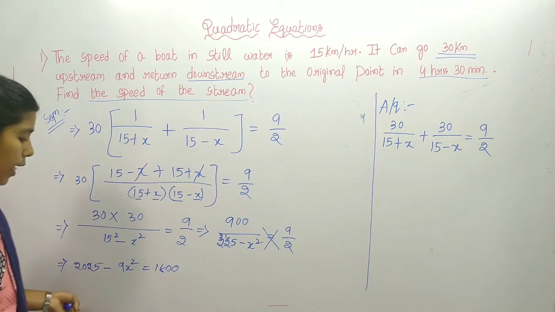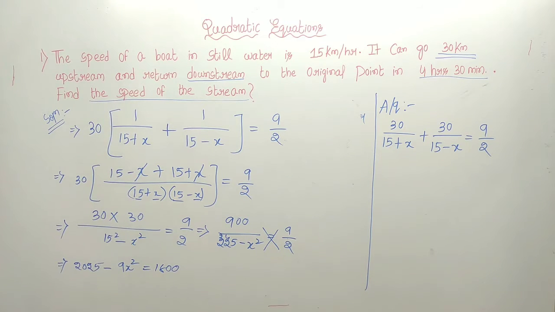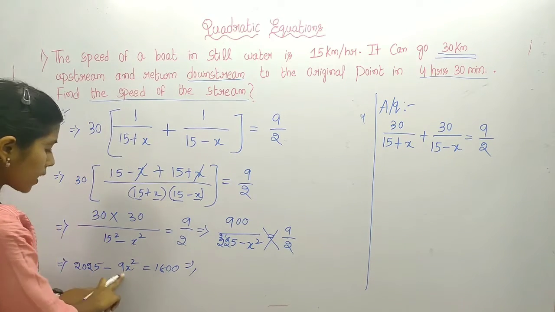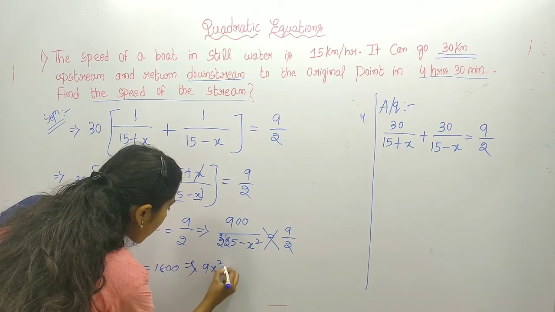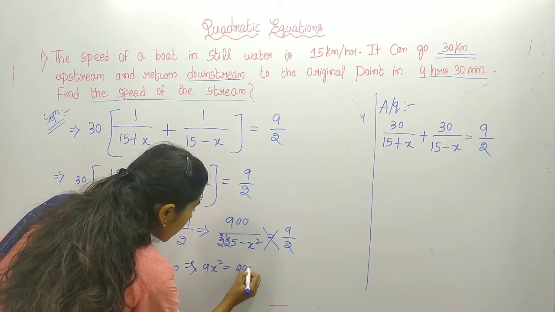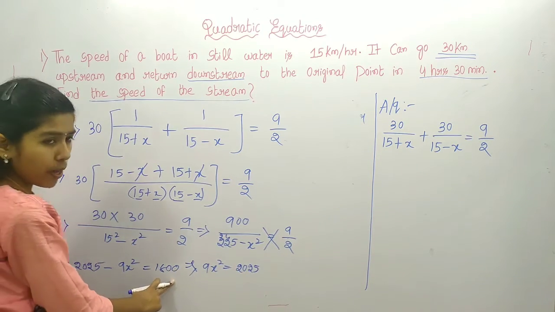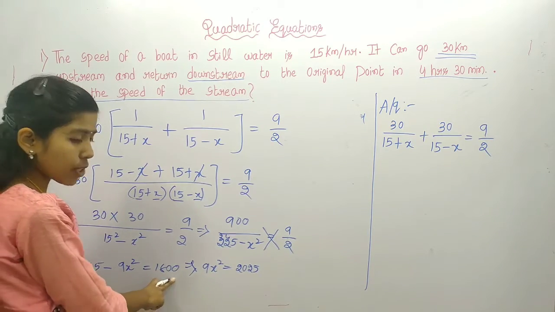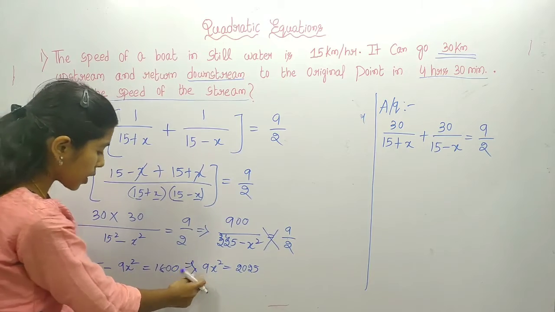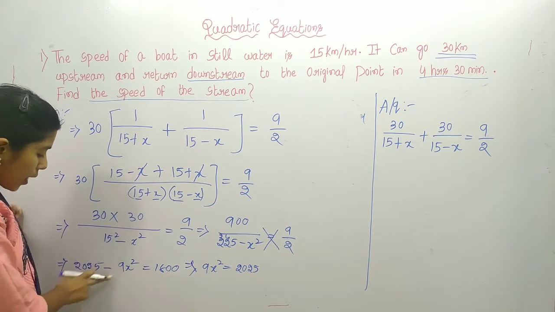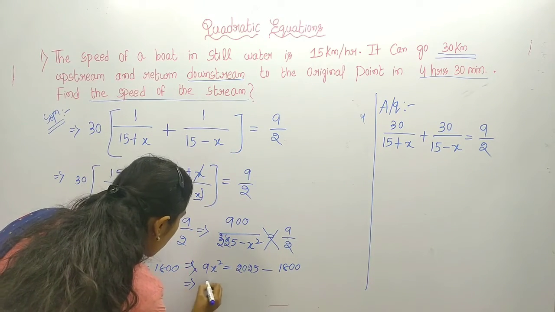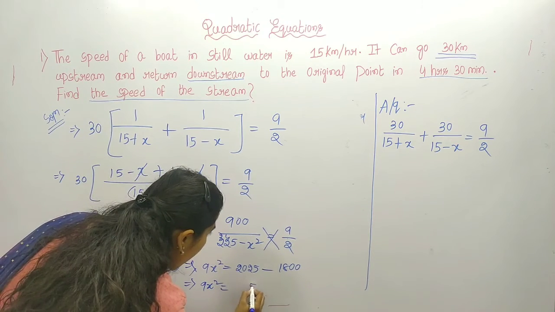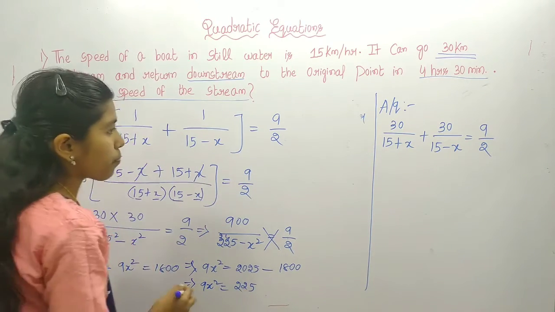Now bring the equation. Minus 9x square we can take to the right hand side, so it becomes 9x square equals 2025, as usual. Plus 1800 you bring to the left hand side, so it becomes minus 1800. So 9x square equals 225.